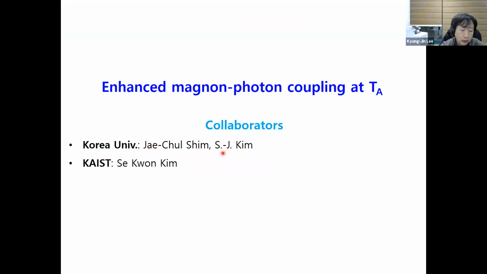This work has been done in collaboration with Jae-Chul Kim, Se-Kwon Kim, and Seok-Jong Kim.